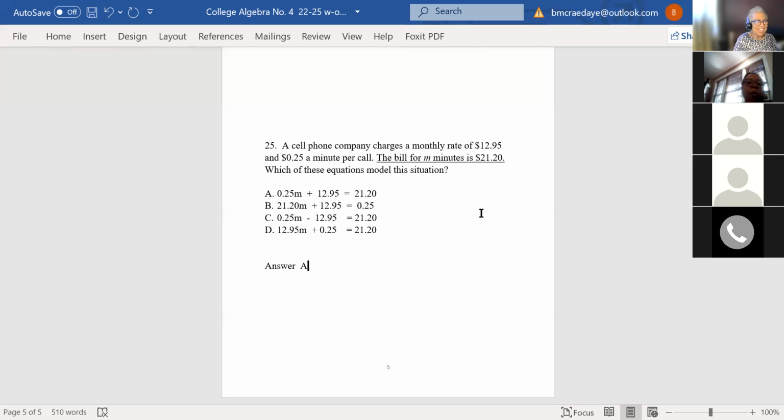You don't really know what the minutes are. They just tell you the bill for M minutes, but you could figure it out because you could solve for M, right? Subtract $12.95 from both sides of this equation, then divide that by 0.25. That would give you the number of minutes.